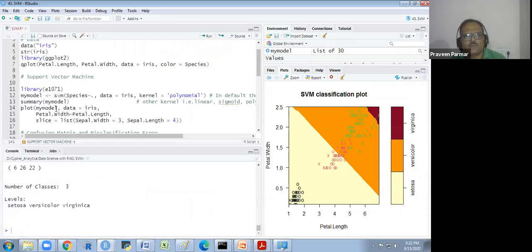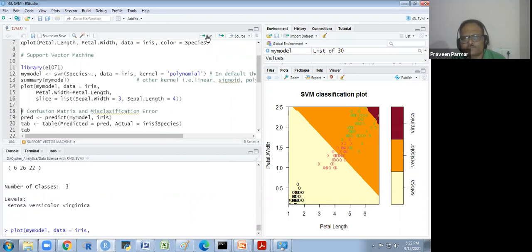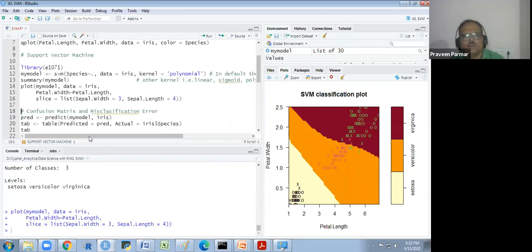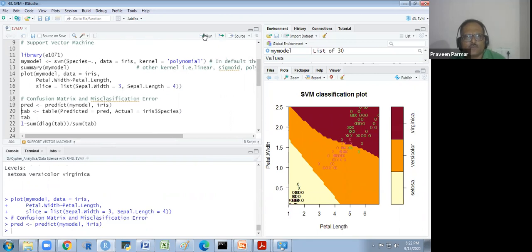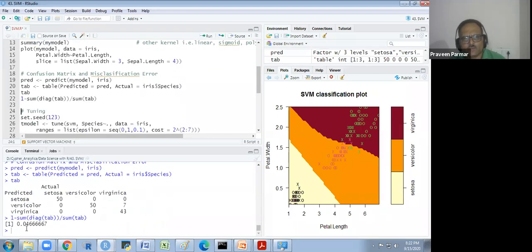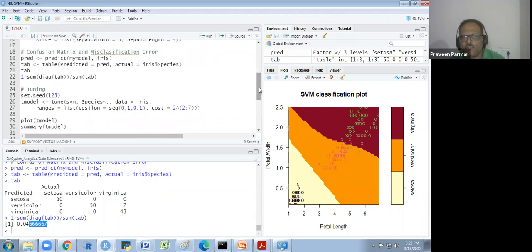And we see the plot of this. It is like this. And we see the confusion matrix. So the prediction is 4.6%. So which one is better? We want to tune it now. I will tune the model.